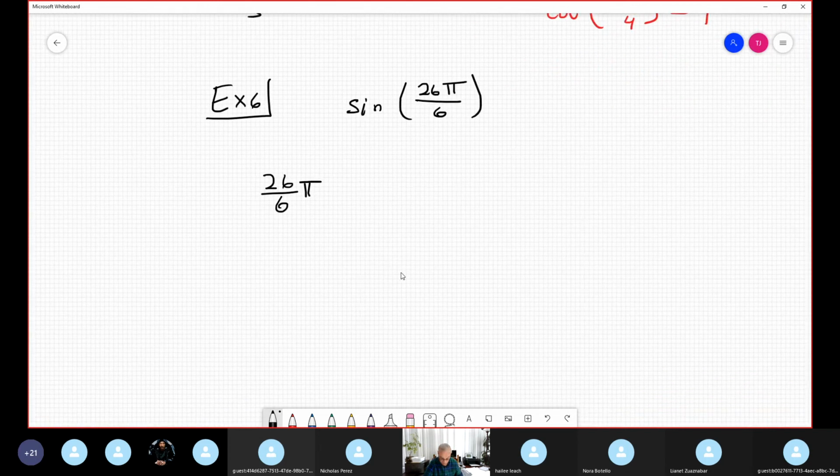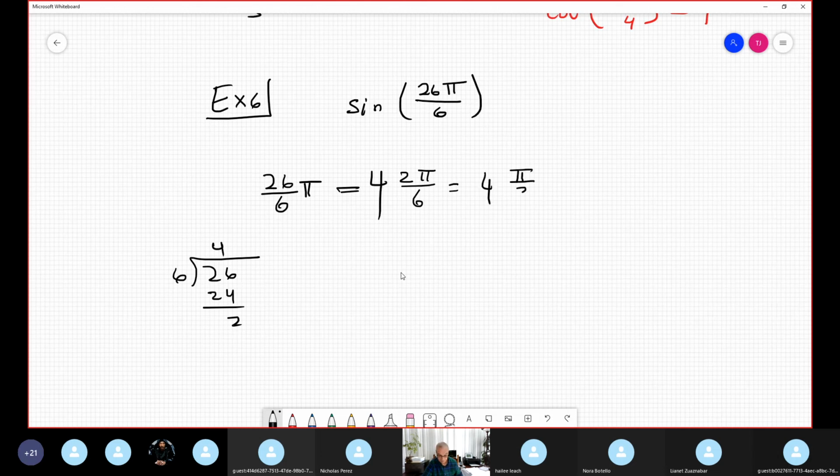You put 26 divided by 6. I suppose we get 4 because 5 is too much. It's 24. And the remainder is 2. So actually, this is 4 times. The whole part is 4, and 2 over 6 pi. Actually, if you reduce to lowest terms, this is pi over 3. I don't care about the whole part. This represents 4 revolutions and now pi over 3.